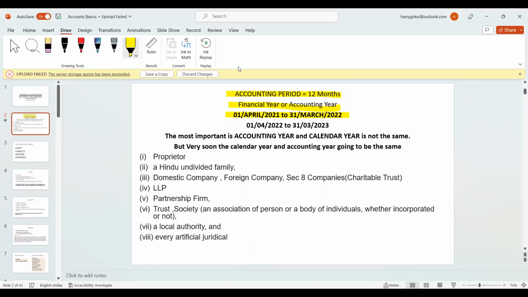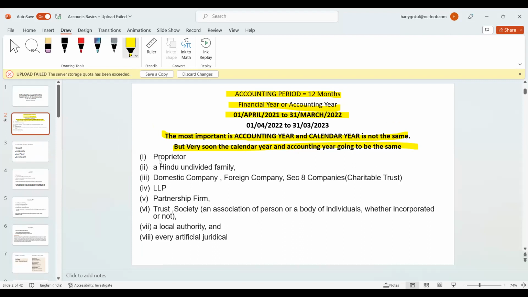Right now, practically speaking, the accounting year and the calendar year are not the same. But very soon they are planned to make the calendar year and the accounting year the same. Many of the sums we are doing right now are on the basis of the concept of the calendar year.